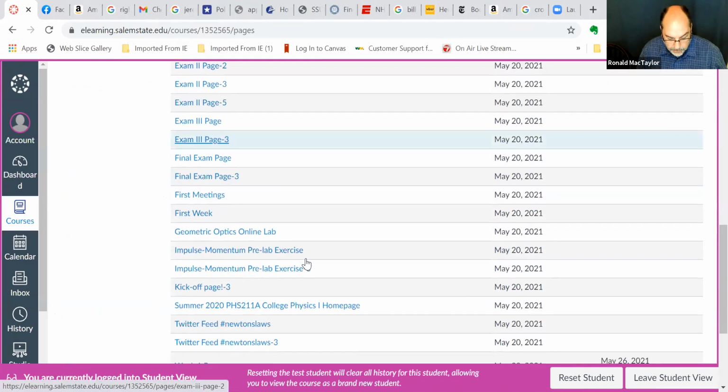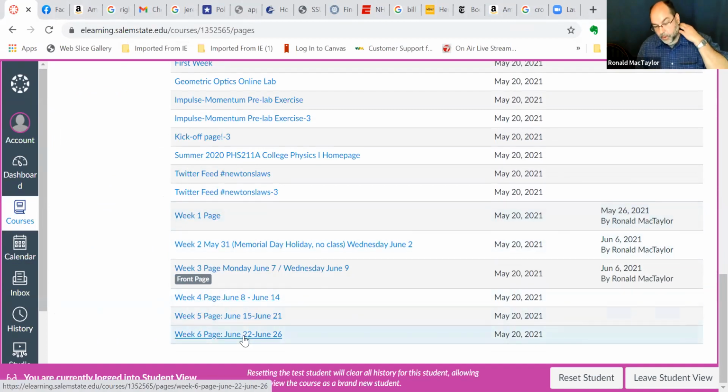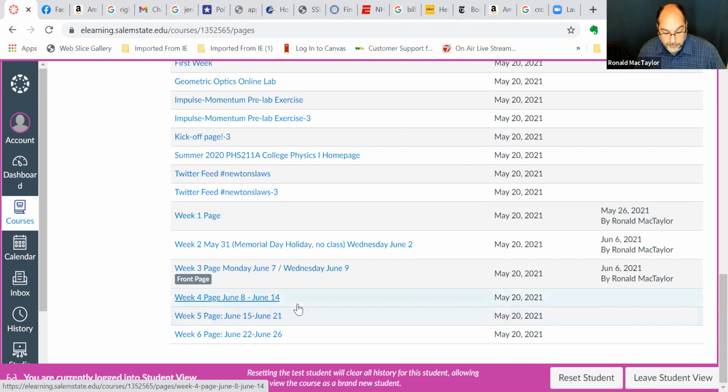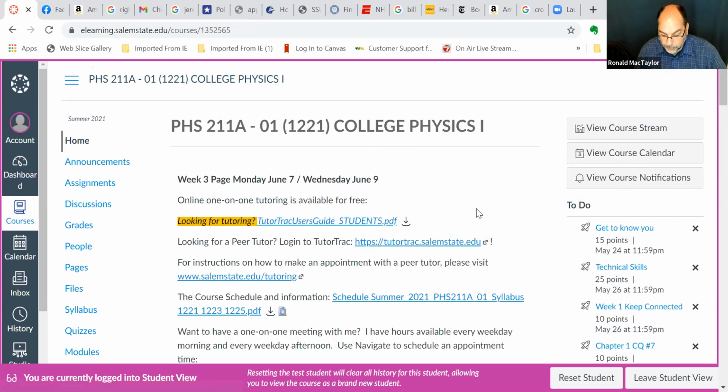ultimately week 4, week 5, week 6. If you want to look ahead, you can click on these and it has the materials that will be there for you in the upcoming weeks, the PowerPoints for the next chapters and all that stuff. Those materials exist. I just need to update the page with the correct dates and the proper links for quizzes and stuff in there. But that material all exists for you as a resource.